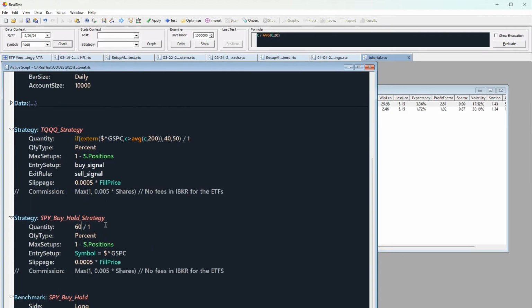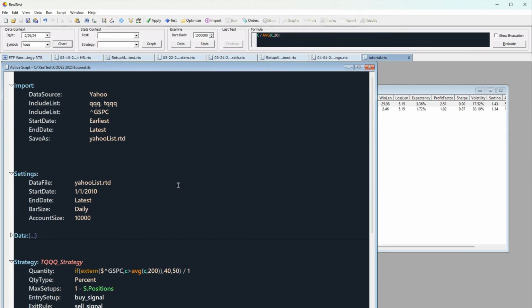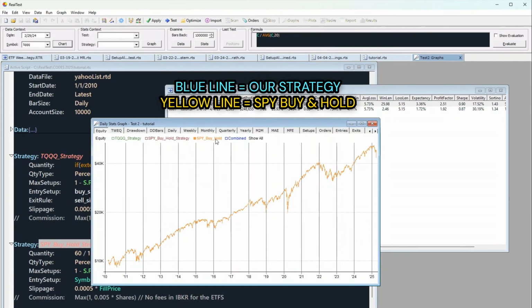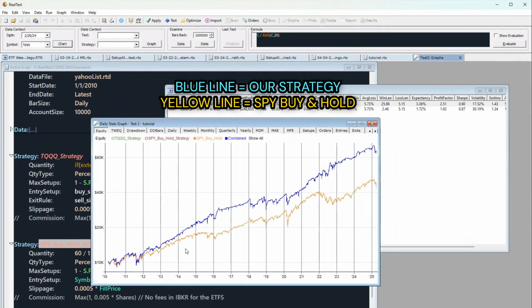When we combine these two strategies, TQQQ mean reversion and SPY buy and hold, the equity curve looks really clean. Drawdowns are shorter and less painful than SPY alone. Recoveries are faster and more controlled.